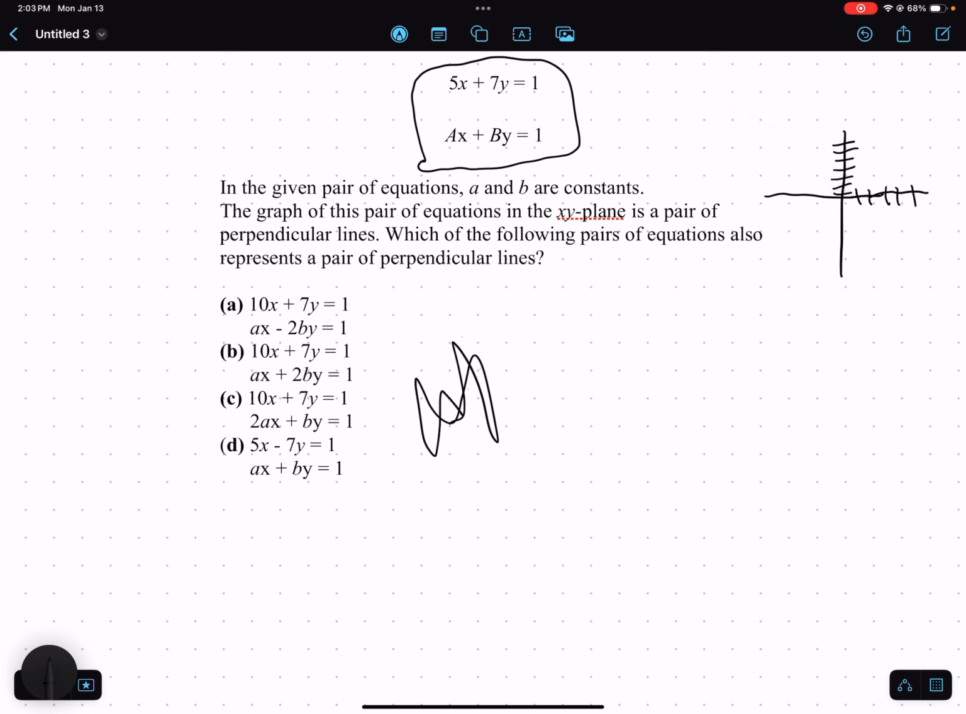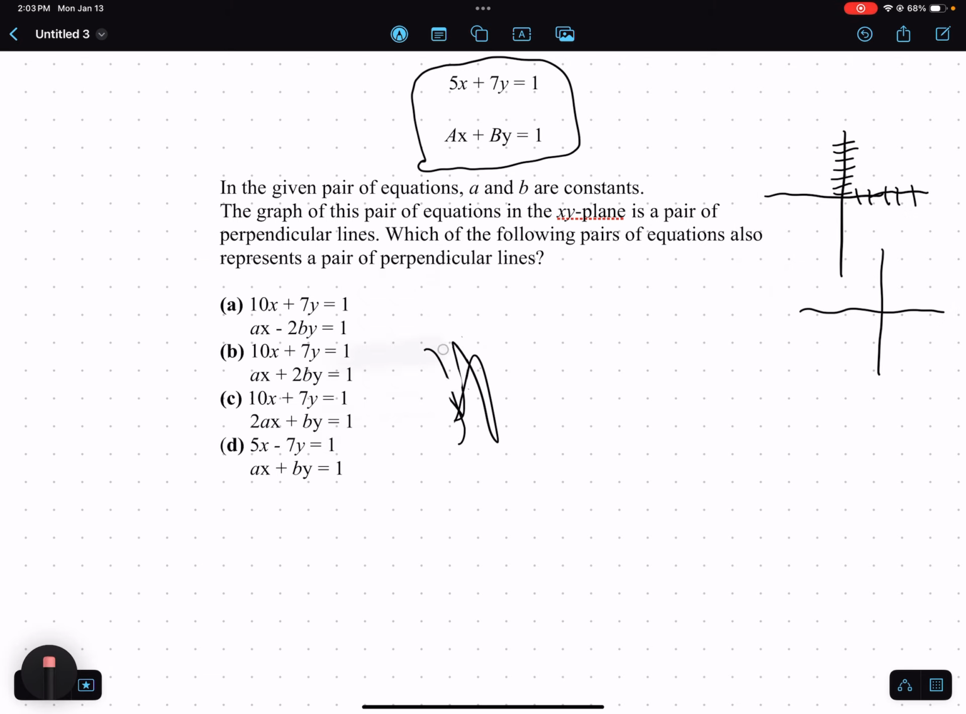The graph of this pair of equations in the xy plane is a pair of perpendicular lines, meaning one of them looks like this, like a cross, basically. They never meet. That's basically what that means. Which of the following pairs of equations also represents a pair of perpendicular lines?